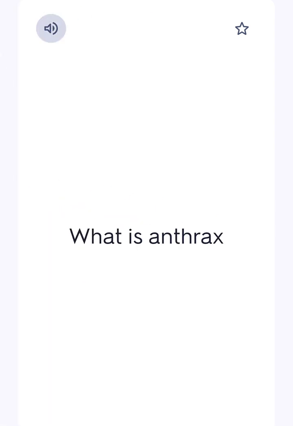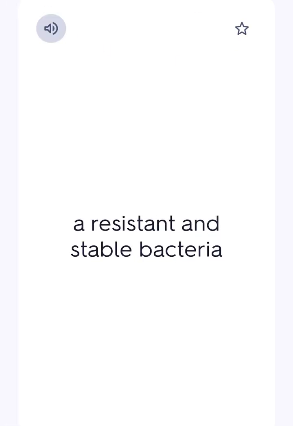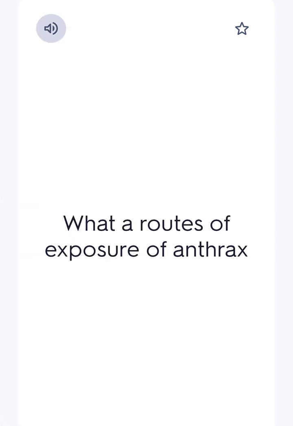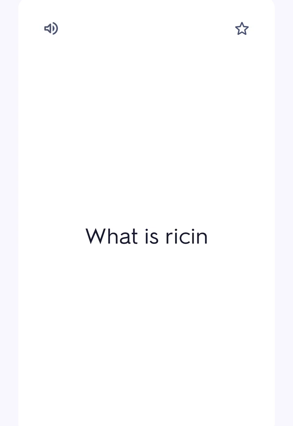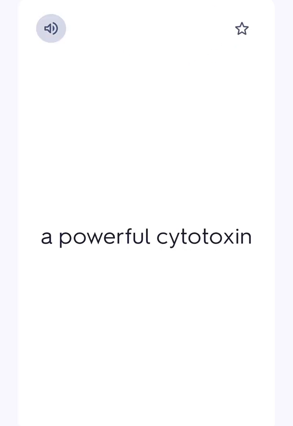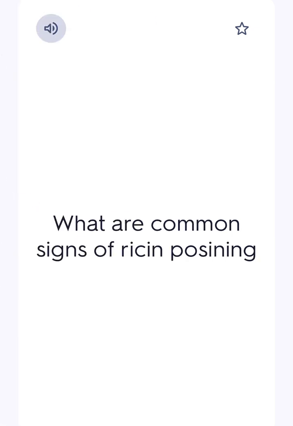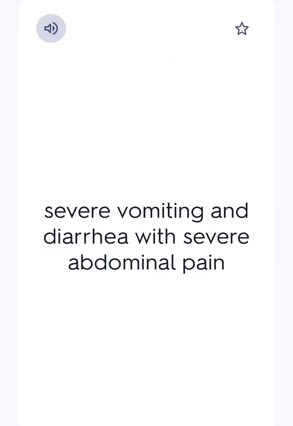What is anthrax? A resistant and stable bacteria. What are routes of exposure of anthrax? Inhalation, ingestion, direct contact. What is ricin? A powerful cytotoxin. What are common signs of ricin poisoning? Severe vomiting and diarrhea with severe abdominal pain.